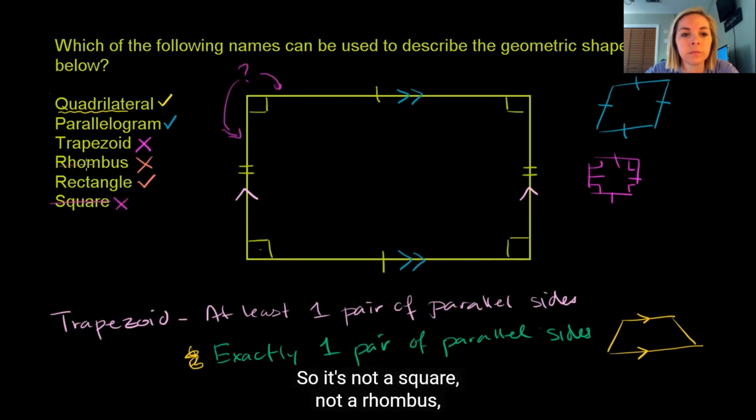So it's not a square, not a rhombus, not a trapezoid by the definition we picked, which is the less inclusive version where you say exactly one pair of parallel sides. It is a quadrilateral, it is a parallelogram, it is a rectangle.